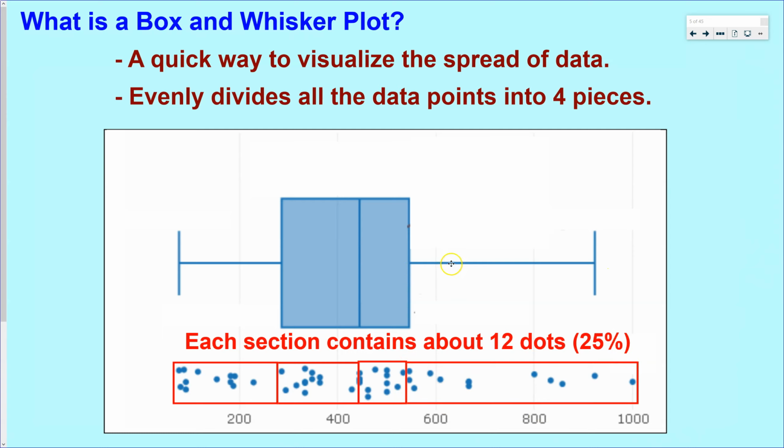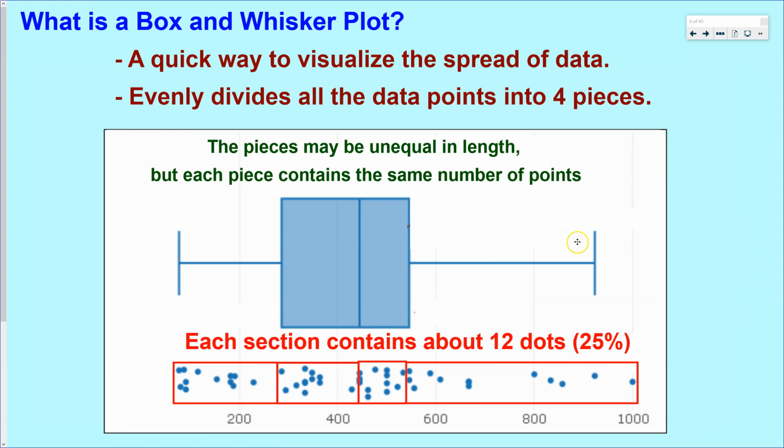And when you look at one of these, you can see, well, if this has 25% of the data and this also has 25% of the data, then this data right here is far more spread out than this data right here. The main thing that you need to look at when you try to read one of these or when you make one of these is that each of the pieces, the whisker, this box, and this box, and this whisker, all contain the same number of data points.